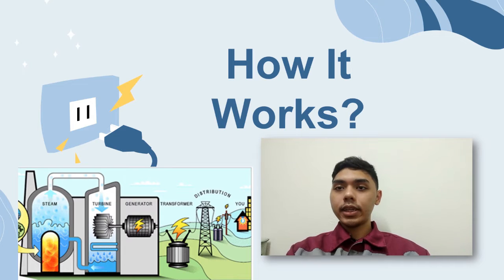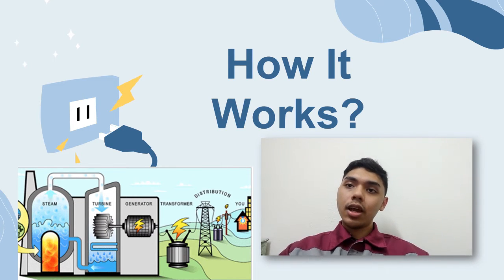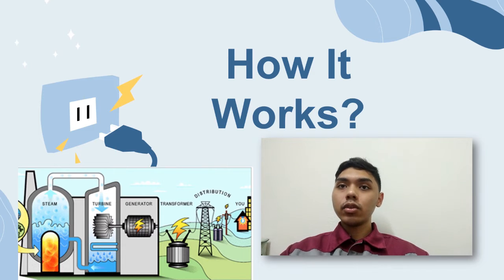So how does it work? First, heat is created by burning biomass fuel. Second, it boils water and makes steam. Third, steam turns the blades of a huge turbine. Fourth, the turbine spins the generator to create electricity. Fifth, the transformer increases the voltage to send electricity over the distribution line. Sixth, local transformers reduce the voltage. Lastly, it is ready for you to use.